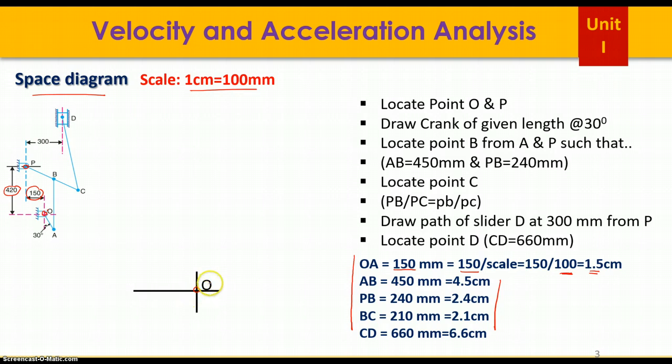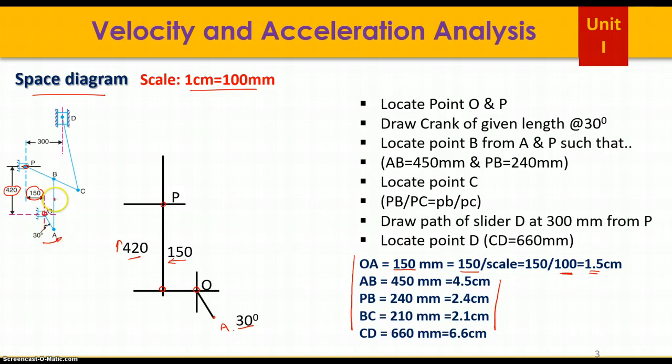Then locate the crank at 30 degree. It is given. So this is 30 degree, from this to this one. Draw this. Now this is point A. Now look at point P, which is 150 millimeter towards left of this O, and vertically it is 420 millimeter from this point. Draw one more line. This is point P.